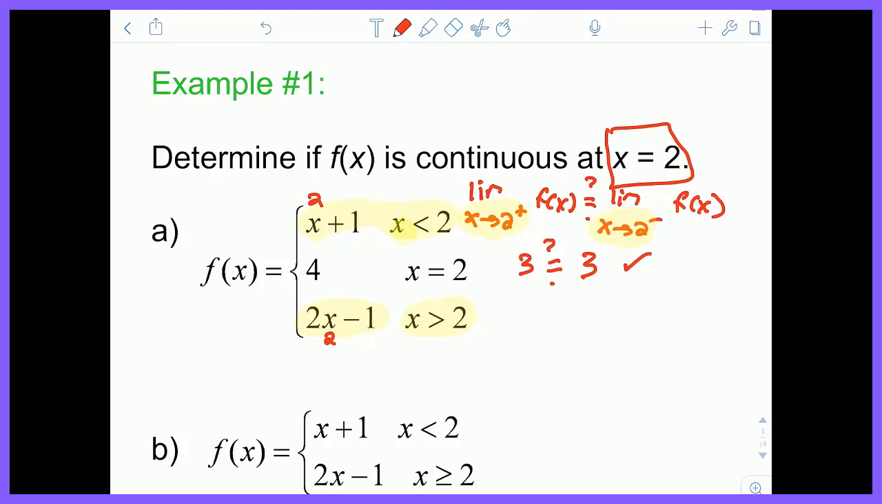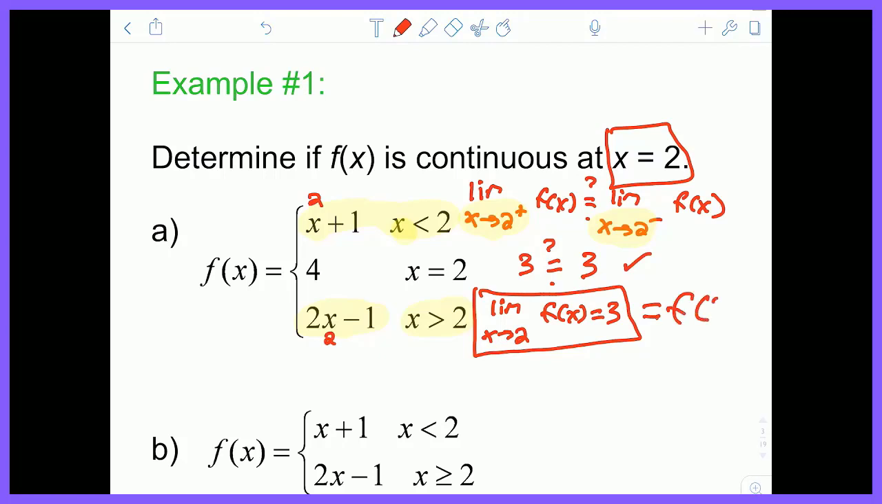What that means is the limit as we approach 2 in general, no partial limits, of f of x is equal to 3. So the question is, does this piece right here equal the function value f of 2? Well, f of 2 is right here. It's 4. No, they don't equal each other.